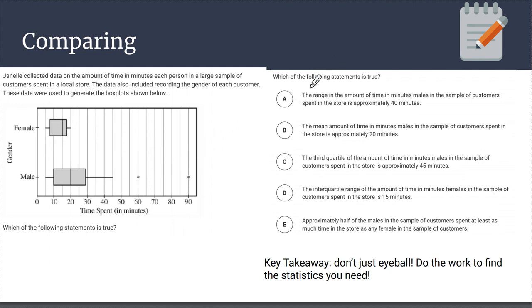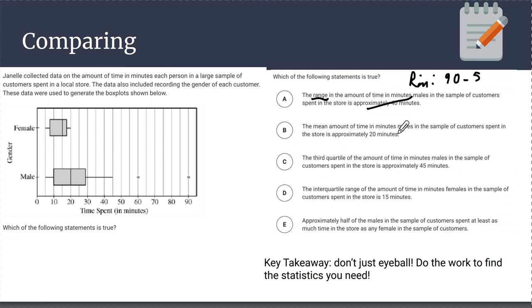Okay, so let's see what they're asking. Which of the following statements is true? The range in the amount of time in minutes males in the sample of customers spent in the store is approximately 40 minutes. The range of males is 40 minutes. So that'd be upper minus lower. 90 minus looks like about 5. That is not true. The range for males, I'll do R sub M, is 90 minus 5. That is not going to be true.